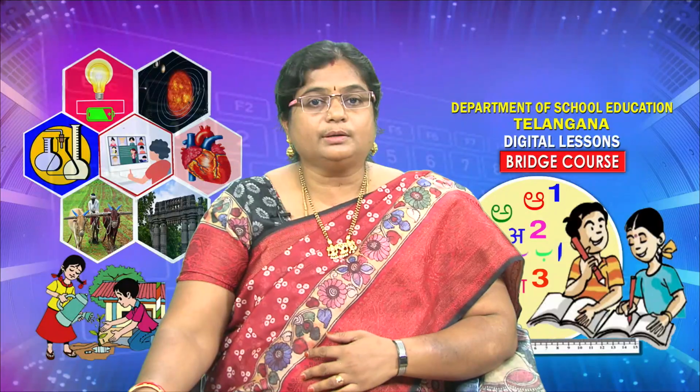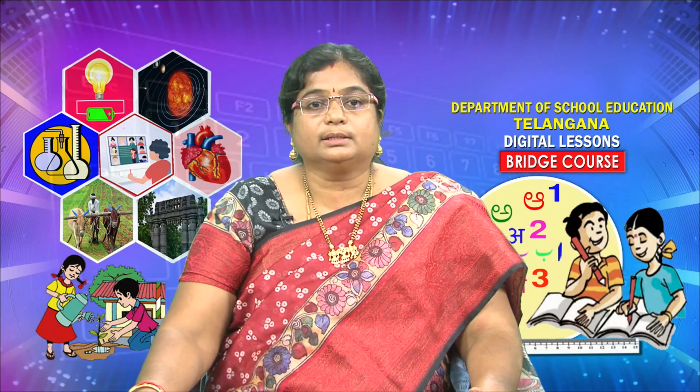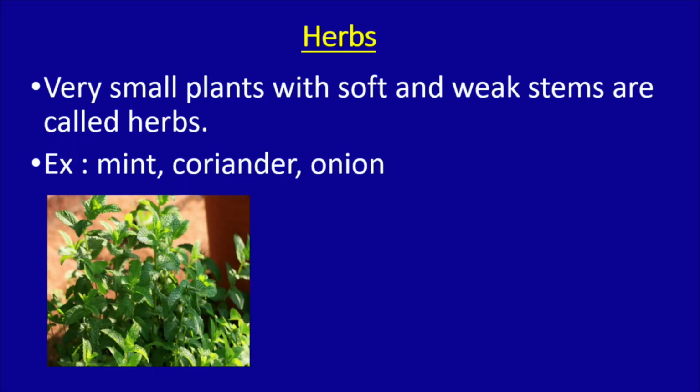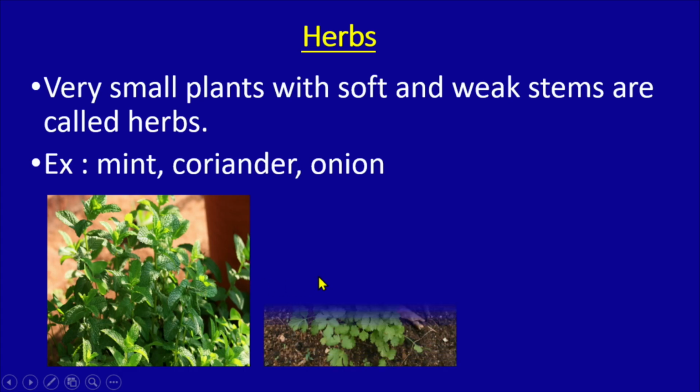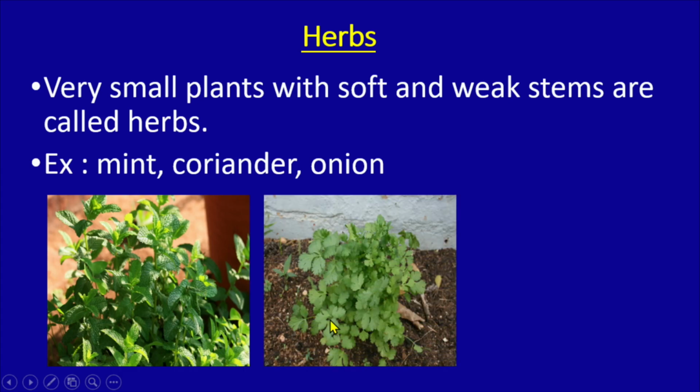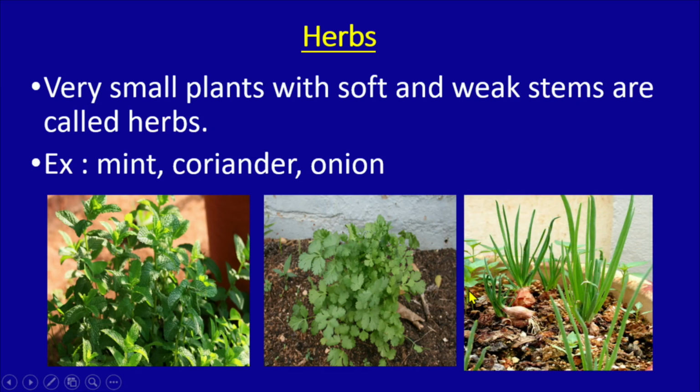Do you know what are herbs? Daily you might be seeing these herbs. Here you can see pudina, that is called mint. Coriander, do you know this one? We will be regularly using this coriander in curries. Onion plant. So, these are the different herbs that we use. So, very small plants with soft and weak stems are called herbs. They have a very delicate stem.